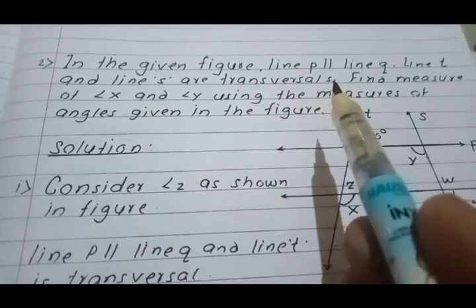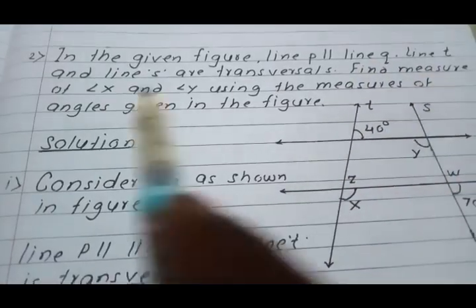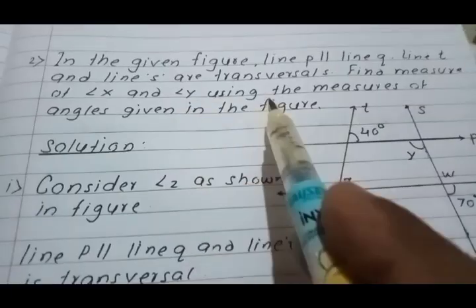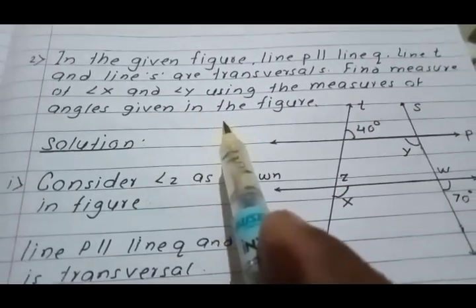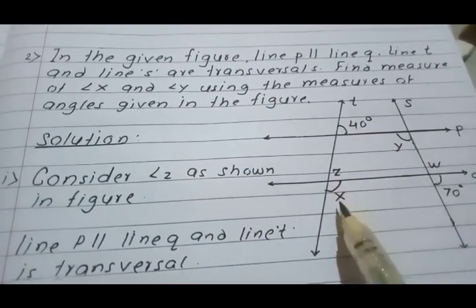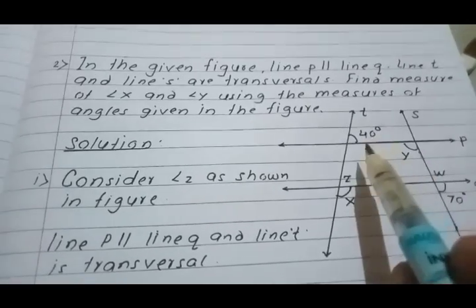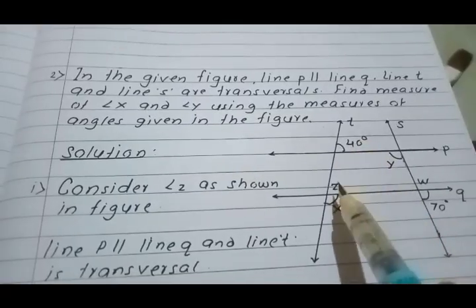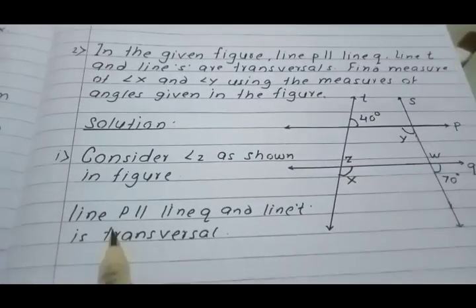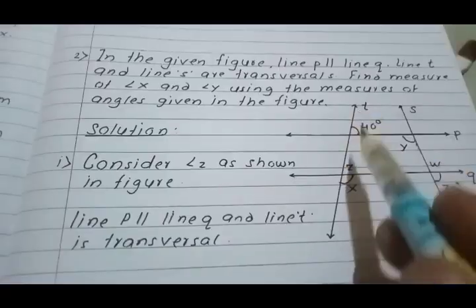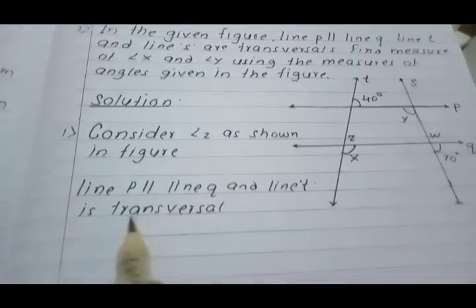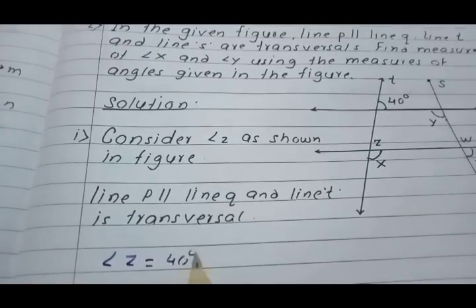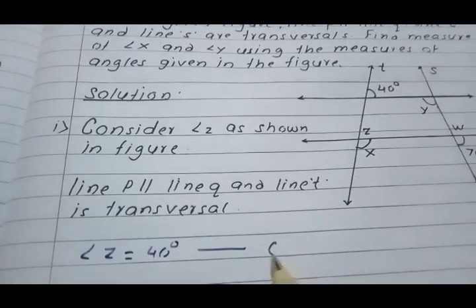In the given figure, line P parallel line Q, line T and line S are transversal. Find measure of angle X and angle Y using the measures of angles given in the figure. Here 40, Z, X, here Y, 70. First, line P parallel line Q and T is a transversal. So Z equal to 40 degree. Reason: corresponding angles.